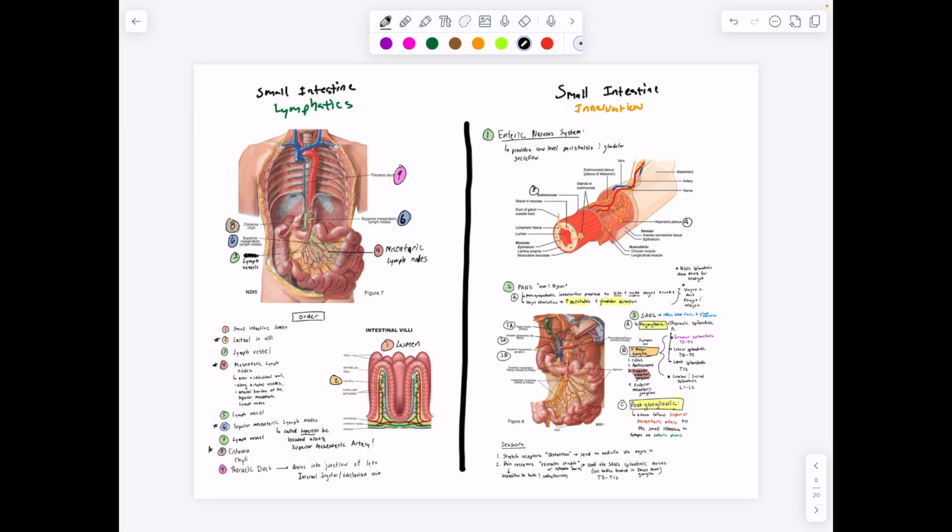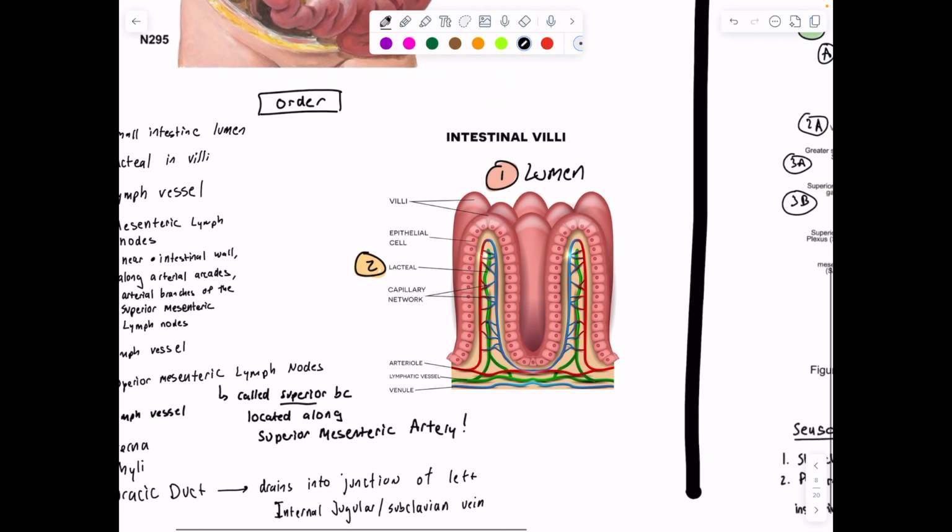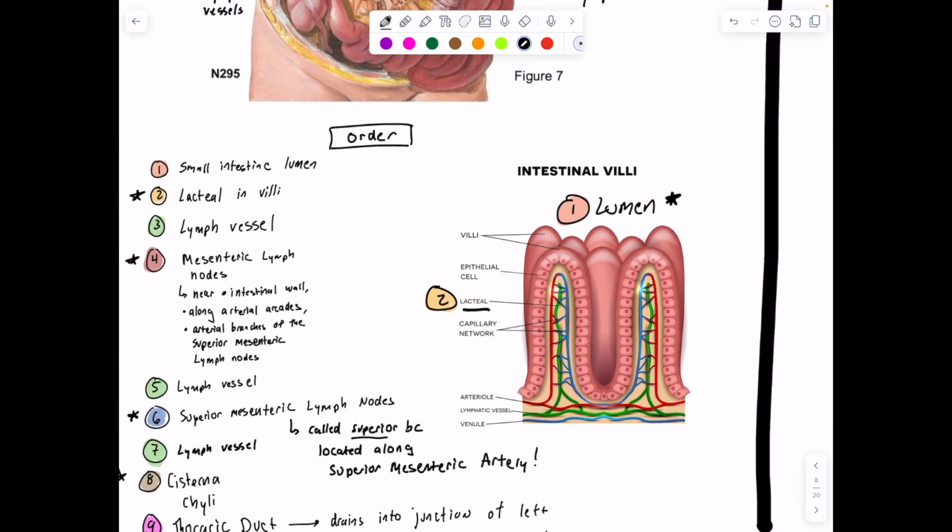Okay, so I added these slides on the lymphatics overall because I think it's important to know. It's really not that complicated. It's just, start with the lumen of the small intestines. Then we know we have the lacteals that exist within our villi. Those lacteals are going to drain into lymphatic vessels, which will drain into lymph nodes within the mesentery.